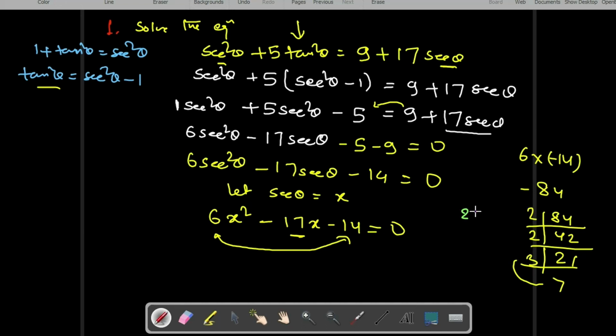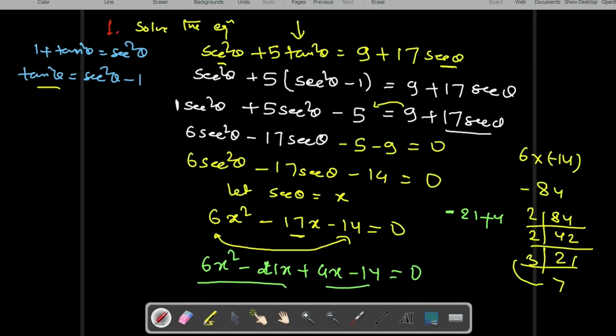So 21 and 4, we have to do subtraction, but the middle term is what? Negative. That means the bigger number will be negative and the smaller number will be positive. So in this scenario, minus 21x plus 4x minus 14 is going to equal 0.